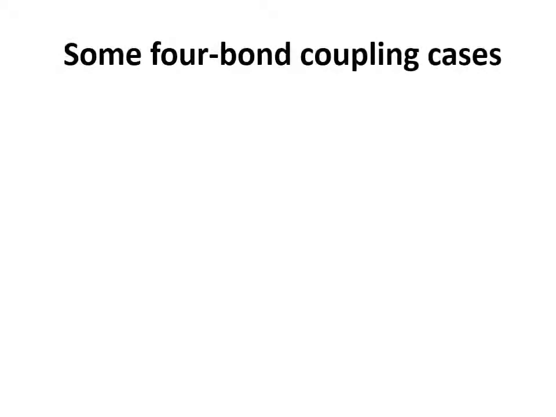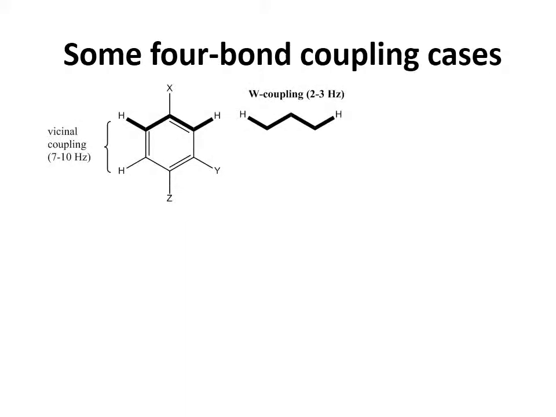Here are some 4-bond coupling cases. If you have protons on a benzene ring that are within 4 bonds of each other, and they're in different chemical environments, we can call this W coupling because if you inscribe the bonds, it looks kind of like a stretched out W. That will give you some coupling that will be detected in the proton NMR spectrum.